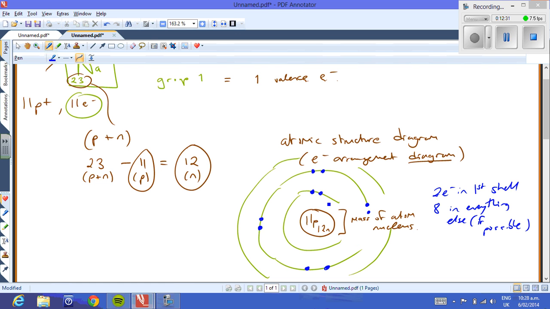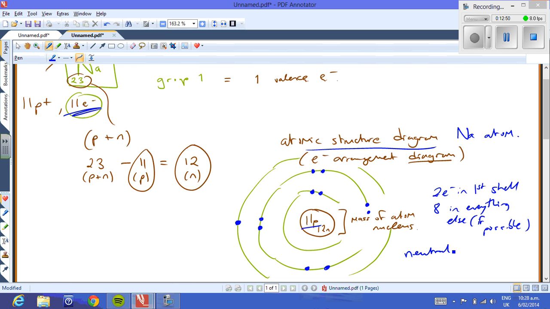So 8 and 2 are 10, which leaves us with 1 more electron because we had 11 altogether. We put 1 more electron in there. Okay, so that would be the atomic structure diagram for a sodium atom. And you have 11 protons and 11 electrons, therefore it's neutral.